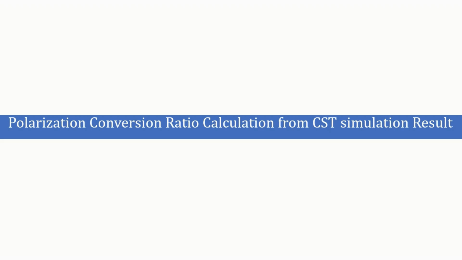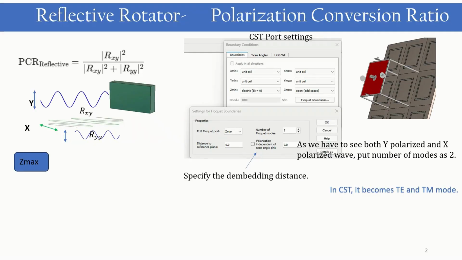The main parameter used to measure the effectiveness of a metamaterial polarization converter is the polarization conversion ratio. So this video explains how these parameters can be calculated from CST simulation results. First, we can analyze, in the case of a reflective rotator, how this polarization conversion ratio is calculated.